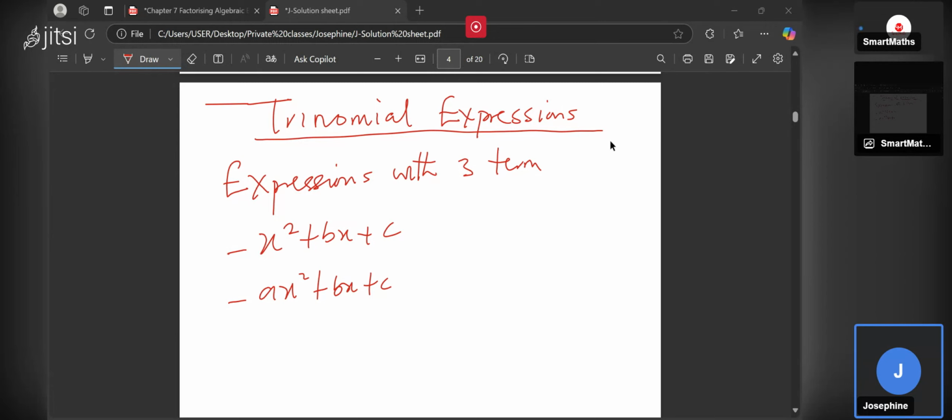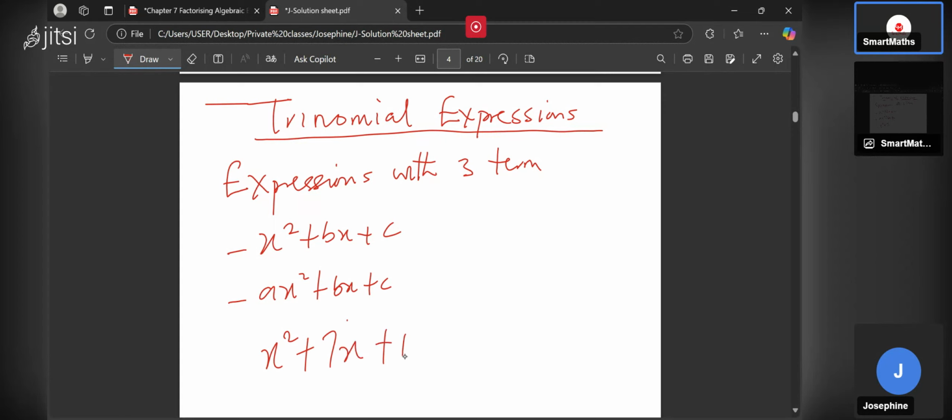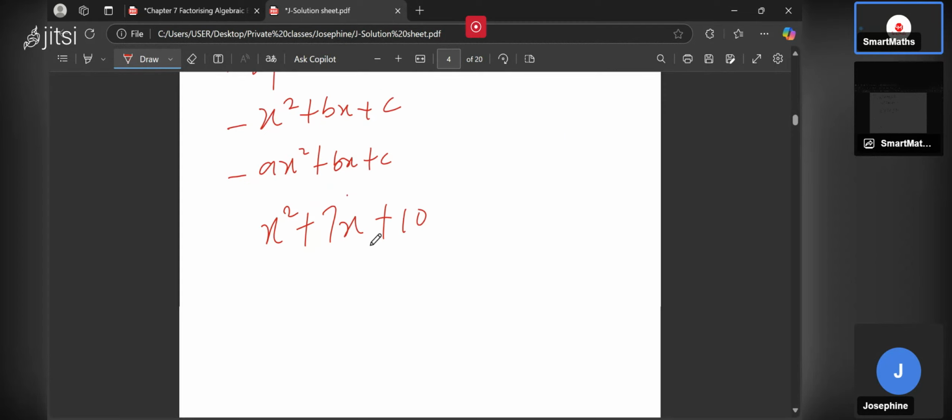Okay. So we have to make the expression become 4 terms. So that is what we're going to learn now. It has two forms. The form where we have the coefficient of x squared. Let me give you an example: x squared plus 7x plus 10. If you look at this expression, we want to factorize this.